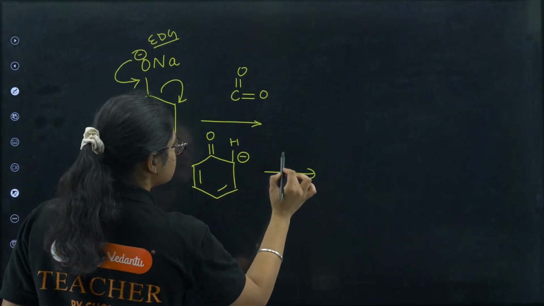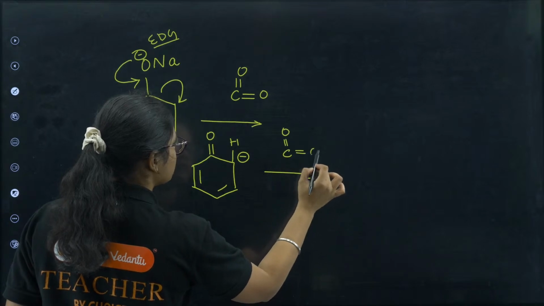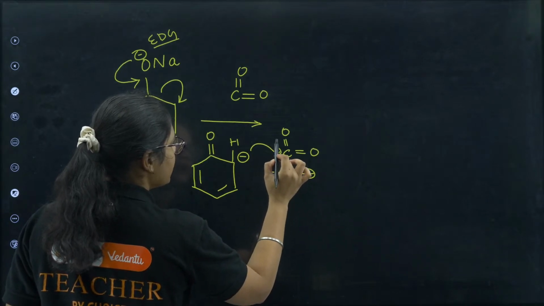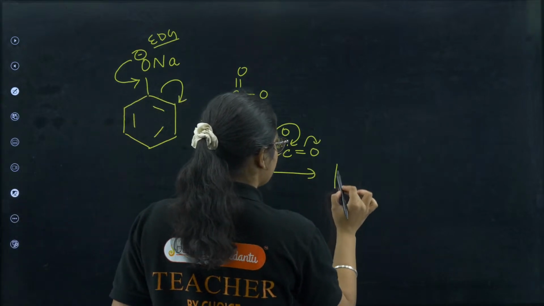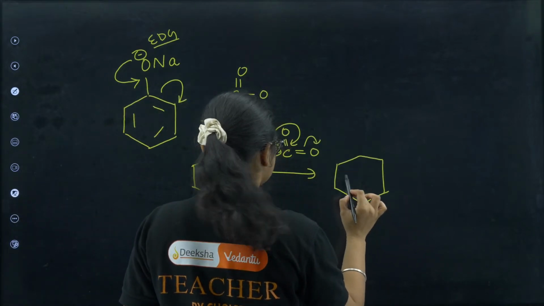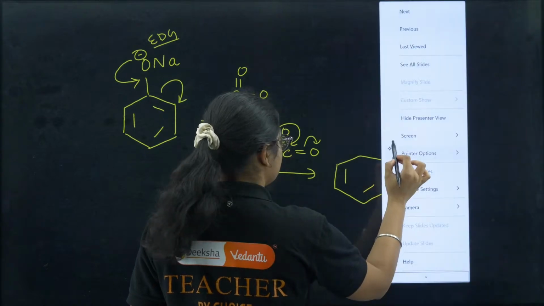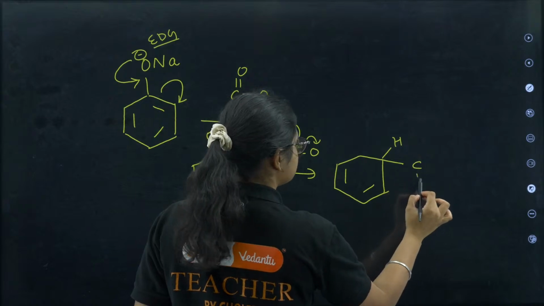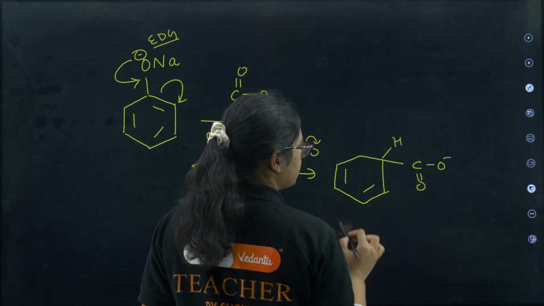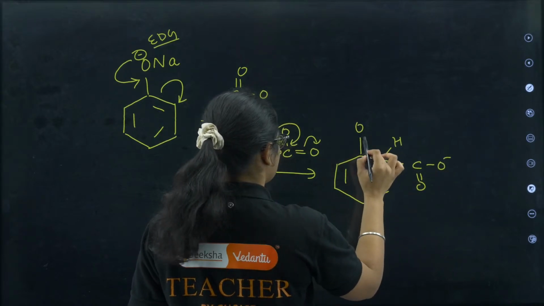Now this minus will attack on the carbon dioxide group. This one will attack here, and this bond will come here. So you will get a structure like this, H, then you have C double bond O and O minus. Now here we have double bond O.